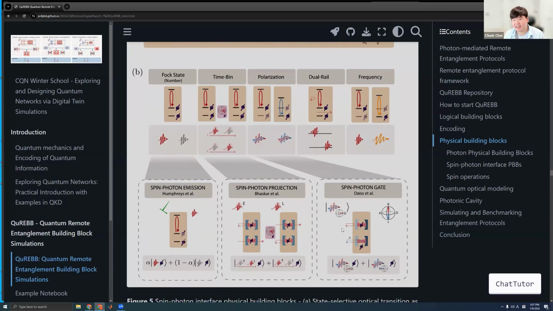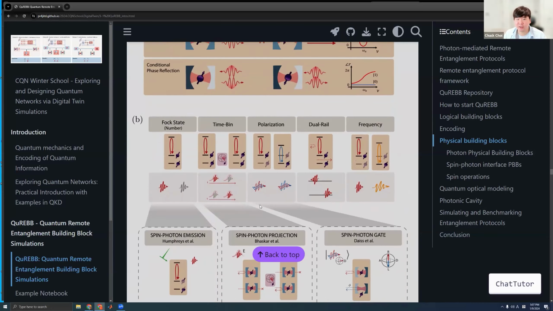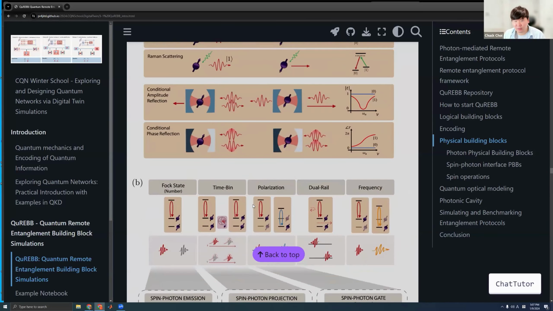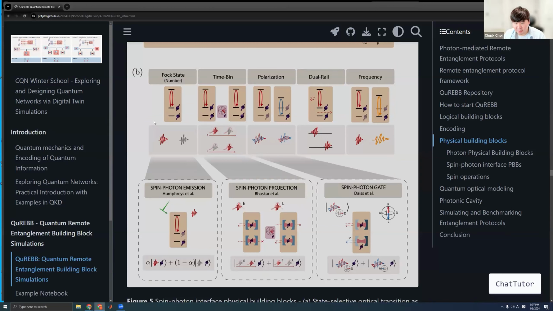And I'm not going to go through the detail, but we again have an automatic way to configure this spin-photon interface that is correctly working for different encoding choices, as shown here. And we also linked some of the recent demonstrations of the remote entanglements with these configurations. They are all included in this framework by just spanning the combination of different choices.